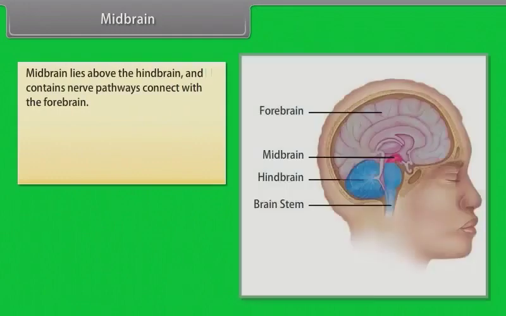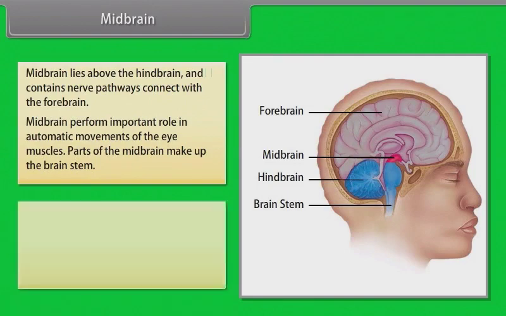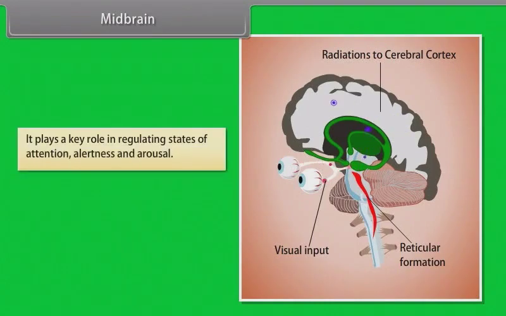Midbrain. Midbrain lies above the hindbrain and contains nerve pathways connected with the forebrain. The midbrain performs an important role in automatic movements of the eye muscles. Parts of the midbrain make up the brain stem. The reticular formation is a web-like network of neurons that rises from the hindbrain and passes through the midbrain to the thalamus in the forebrain. It plays a key role in regulating states of attention, alertness, and arousal.